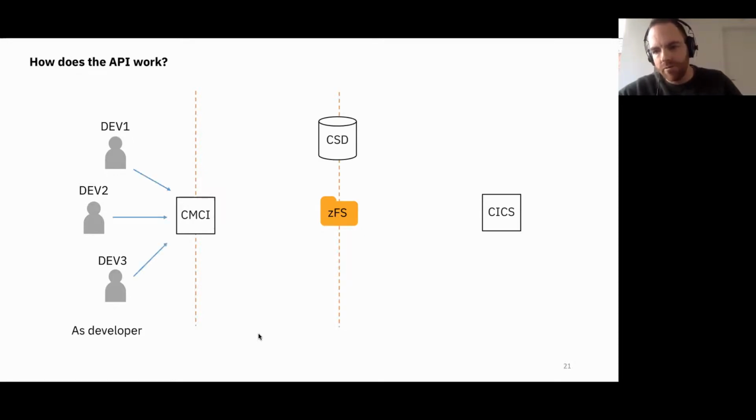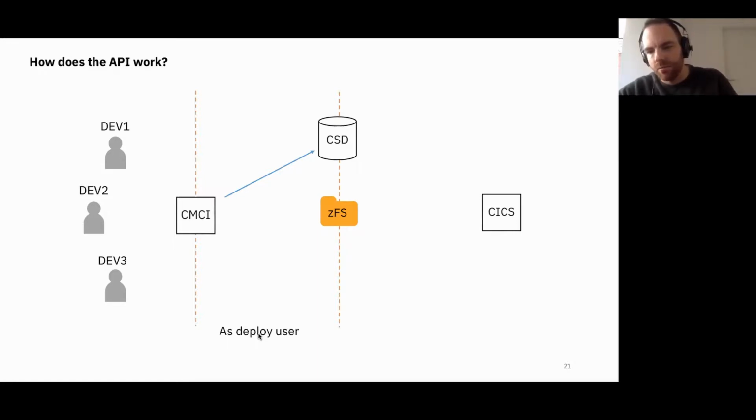There are a few advantages to this way of doing it as well. Because we have one entry point for writing bundles to the system, we don't need to give developers access to writing to ZFS. If you notice at the bottom, instead of running as the developer's ID, once we push the bundle to this API, which is hosted in CMCI, we hand over to a functional ID, a deploy user, and that's actually going to be responsible for writing the bundle to ZFS. So you don't have to give developers write permission to ZFS.